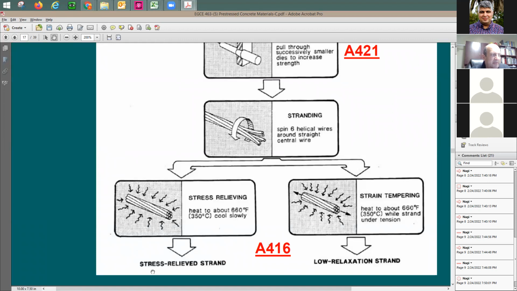The first one is going to be the stress-relieved strand. How do you do it? You heat it to about 660 and then you let it cool slowly. And you say, okay, good. Now I'm relaxing it, right? You're doing the stress relief here. This is good. Now it is 416, you can use it as is.